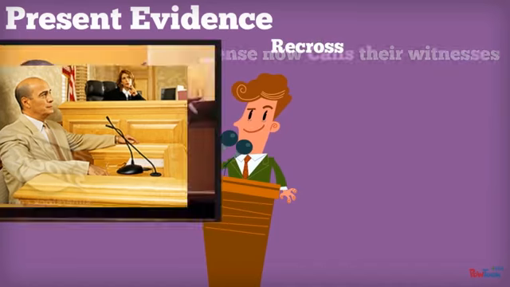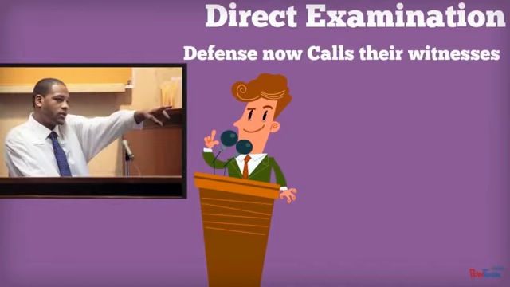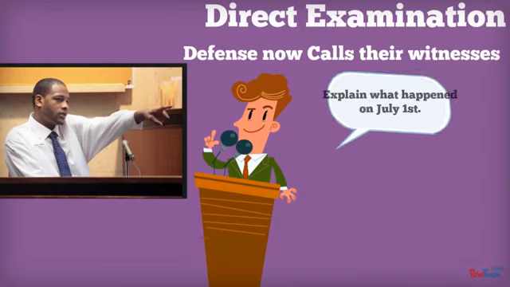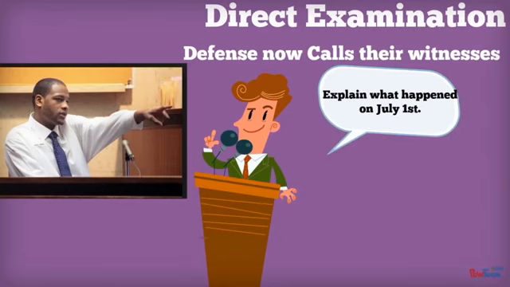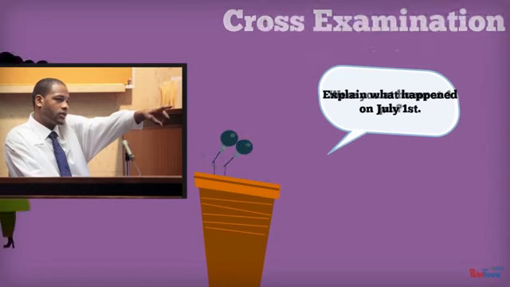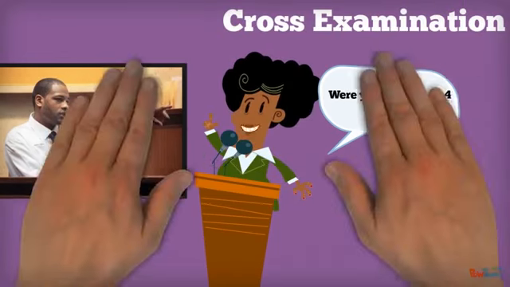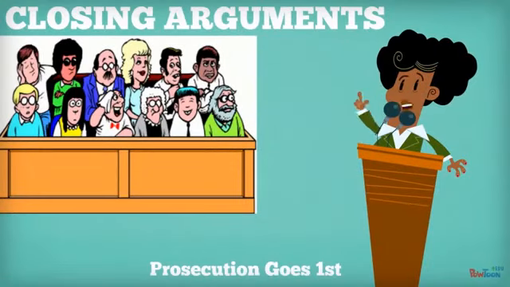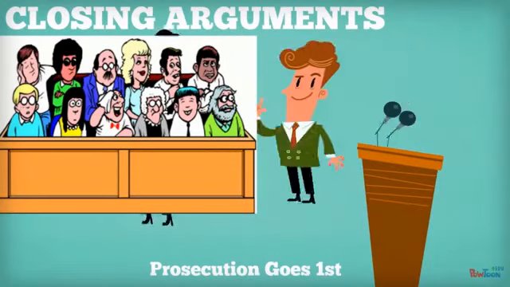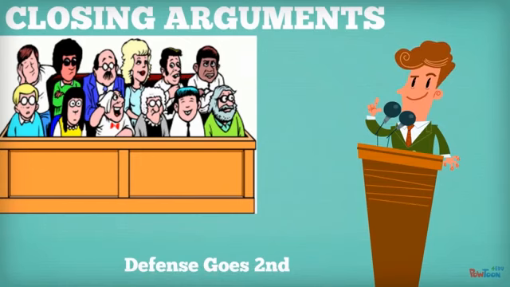Now the defense calls their own witnesses in what's called the direct examination, where they will ask open-ended questions like, explain what happened on July the 1st. Then the prosecution can cross-examine by asking a question like, were you at home at 4 p.m.? Both sides will then give their closing arguments. This is one last chance to win the jury over. Prosecution goes first, and then the defense.